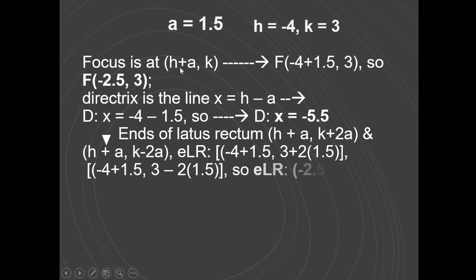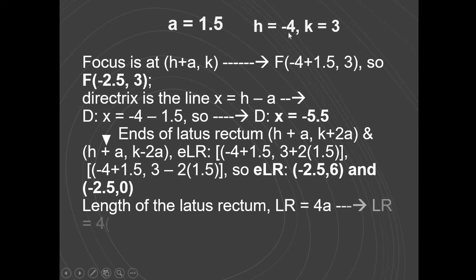So, what is the focus? (h plus a, k). You just add h, negative 4, and 1.5. So that's negative 2.5. k is 3. So the focus is at (negative 2.5, 3). How about the directrix? It's the line x equals h minus a. So you just subtract: negative 4 minus 1.5. So x equals negative 5.5 is the directrix.